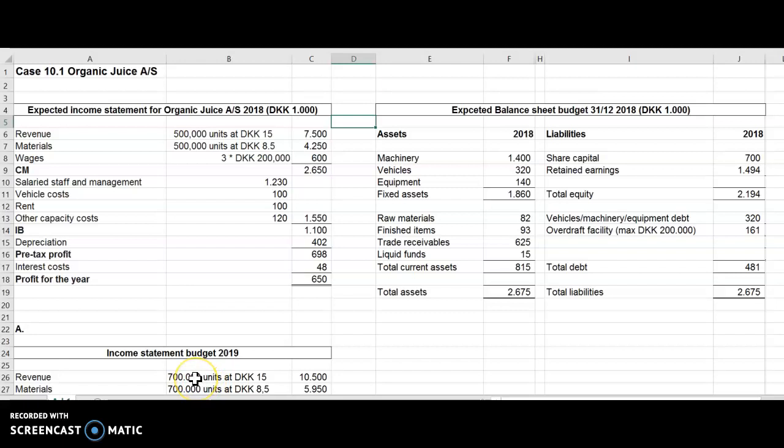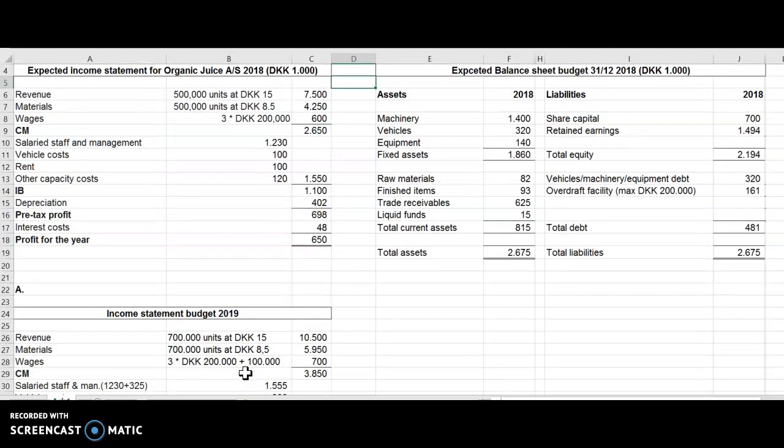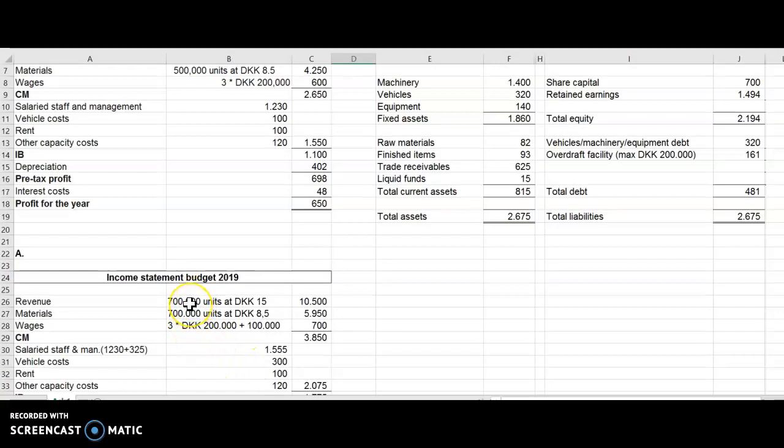We are told that the units will increase from 500 to 700,000, and prices are unchanged. So we changed the units to 700,000 units. At 15, it's this revenue, and the materials at 700, same price. So it's this amount, and then wages increase by 100, still 3 multiplied by 200,000, but then 100 extra, so 700 altogether. It gives us this contribution margin of 3,850.